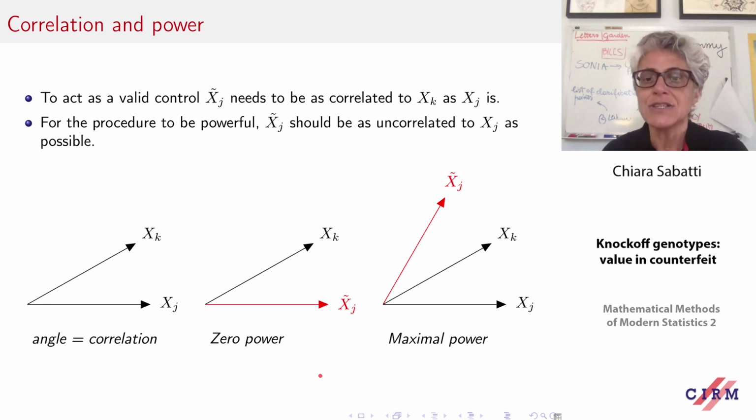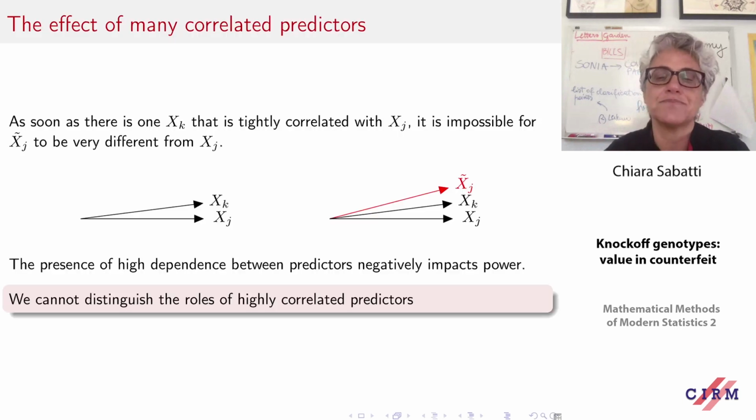So the intelligent solution is to place xj tilde in a way so that it has the same angle with xk as xj does, but it's also as far as possible from xj. And that's what Rina Foygel Barber and Candès did in their original paper. They actually do this for a fixed design, but it's something that has to be kept in mind in any type of construction of knockoffs.